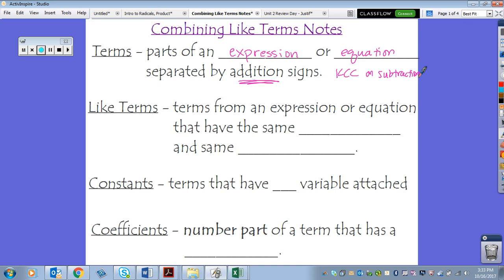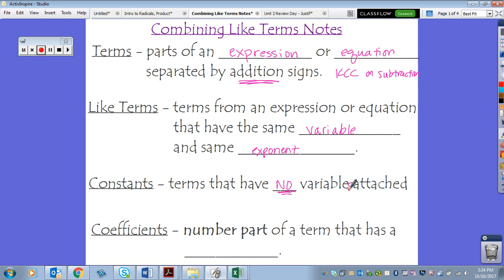Okay, so like terms are types of terms from an expression or an equation that have the same variable, so both m's, both n's, and the same exponent. So something like m squared and m squared would be like terms, but m squared and m would not be like terms. Okay, constants are terms that do not have a variable attached, no variables attached.